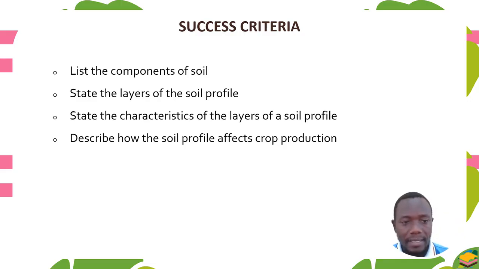So before we start, let's look at success criteria. These are what students have to know after learning this topic. So first of all, students must be able to list the components of soil. They must also be able to state the layers of soil profile, state the characteristics of layers of soil profile, and also they must be able to describe how the soil profile affects crop production.